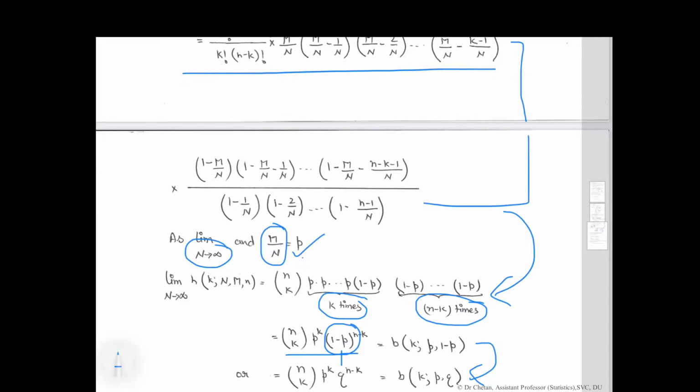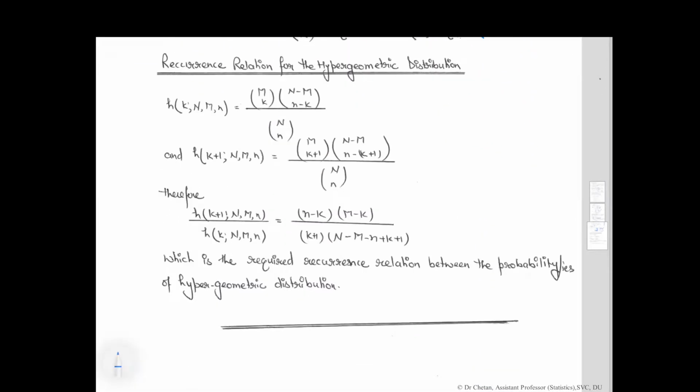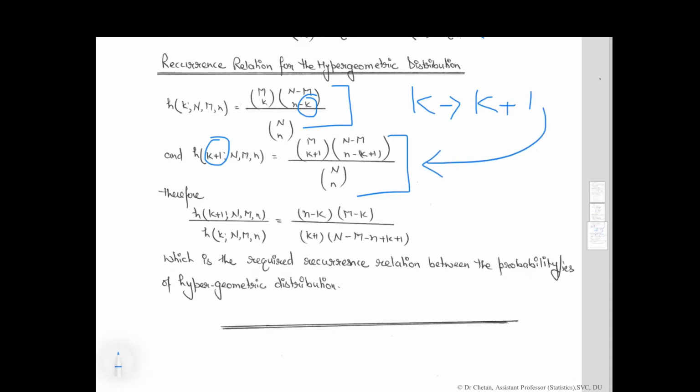Now we will study the recurrence relationship of the hypergeometric distribution. We know that the probability mass function of the hypergeometric distribution is given by this quantity. Now we can write for k plus 1 also, which is equal to this quantity. Just replace k by k plus 1. We will get this. Now divide this quantity by this. We will get this, which is equal to this quantity, which is the required recurrence relationship between probabilities of the hypergeometric distribution. These are the few topics related to the hypergeometric distribution.